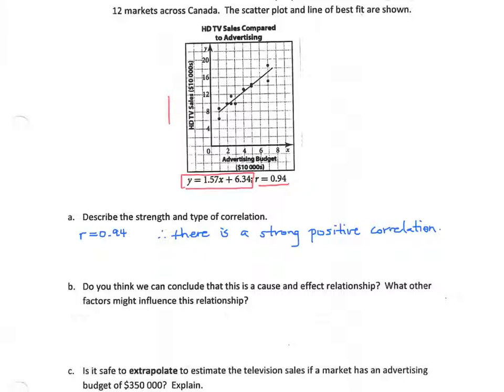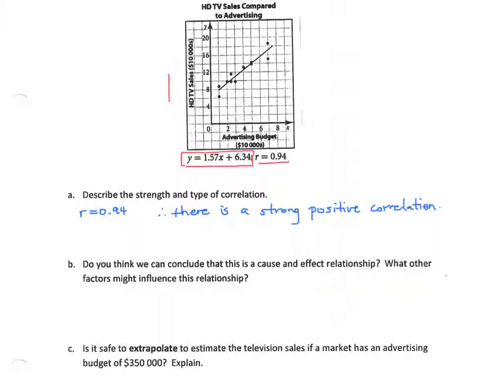Part B says, do you think we can conclude that this is a cause and effect relationship? What other factors might influence this relationship? So if this were a cause and effect relationship, that would mean that spending more money on advertising would cause an increase in sales. That is probably not true, because at some point, the sales are going to max out. You can't just keep spending more and more money on advertising expecting to sell more and more televisions. So it's probably not the case that this is a cause and effect relationship.